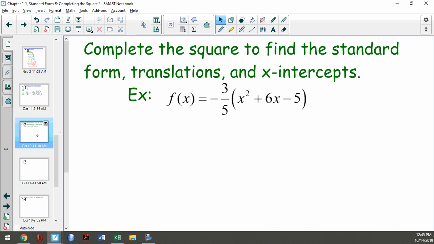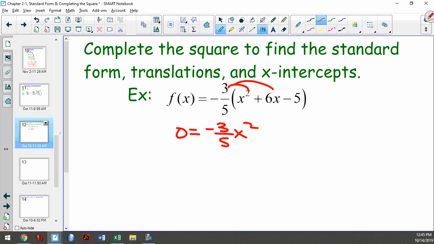There is a constant, but it's on the inside of the parentheses. So I have this negative 3/5 attached to the parentheses by multiplication. Okay, so what do we do? I would distribute it back in. So I'm going to replace f of x with 0, and I'm going to distribute the 3/5 squared. So negative 3 times 6 is negative 18x over 5 minus, that turns into a plus 3. The 5's cancel out. Do we all see that? Yes?